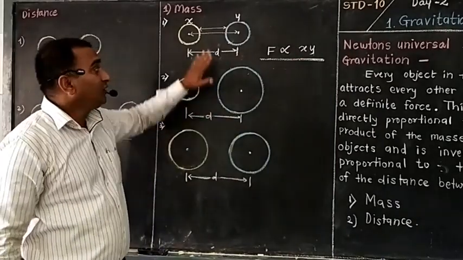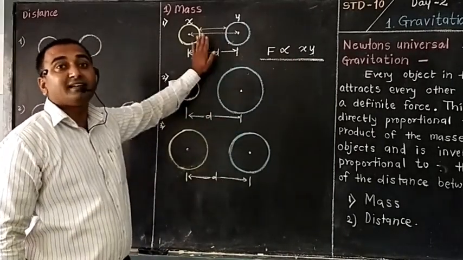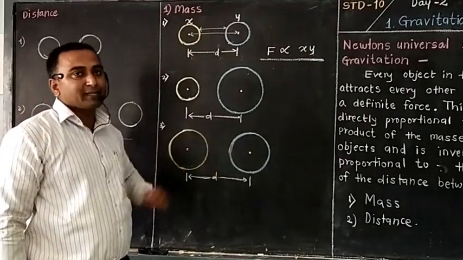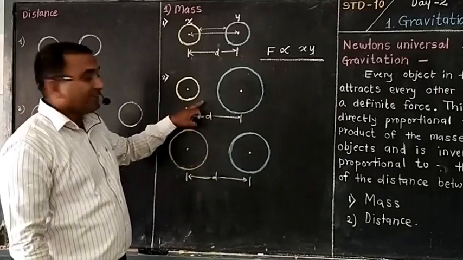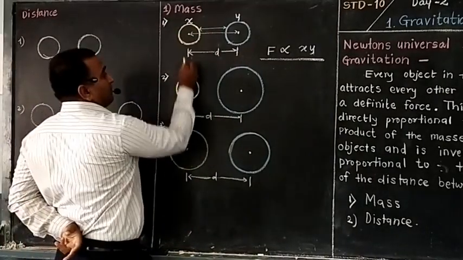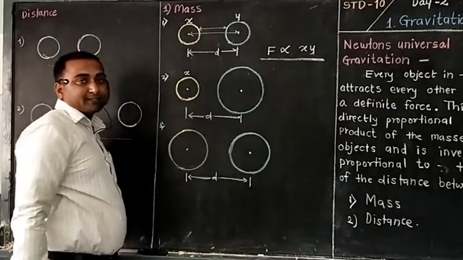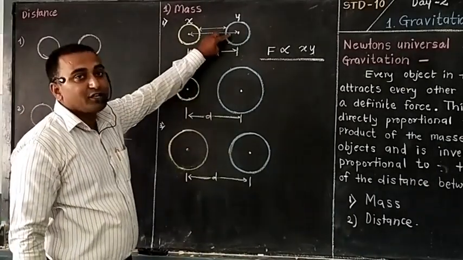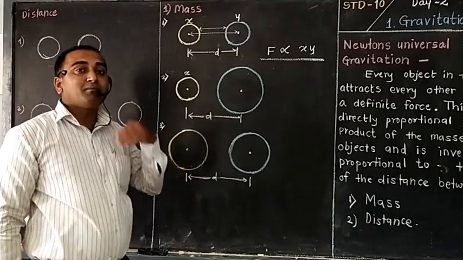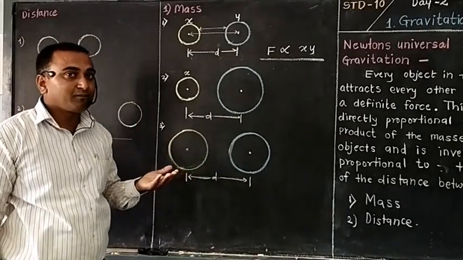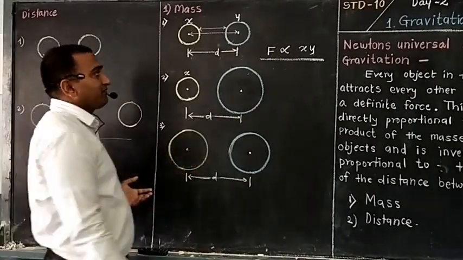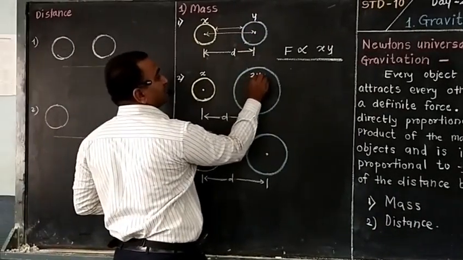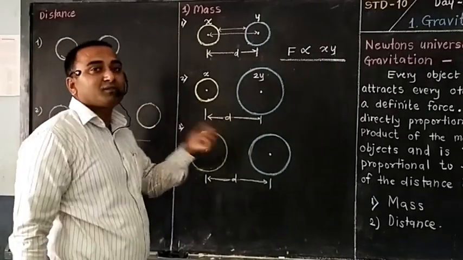Once again, we are not focusing here on the distance between the two objects because in all the cases the distance is the same. Now, what is the second part? The mass of the first object is x, but by keeping the distance the same, we increase the mass of the second object to double the previous mass. The previous mass was y, so here the mass is 2y.